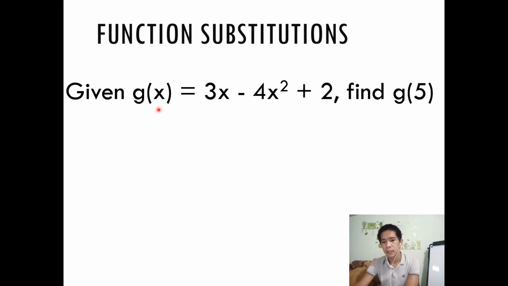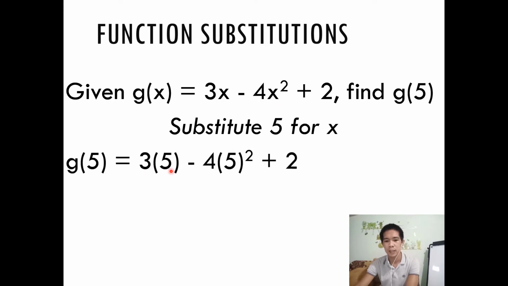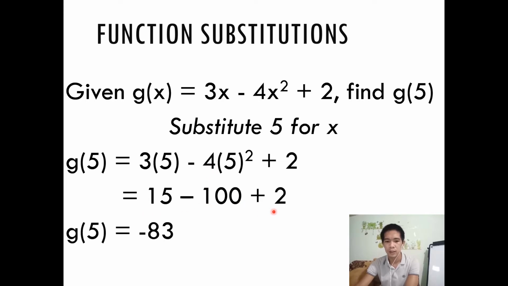Another. So again, given g of x, 3x minus 4x squared plus 2, find g of 5. So 5, substitute to every variable. So g of 5 is 3 times 5 minus 4 times 5 squared plus 2. So mangyayari, so 3 times 5, 15. Paano naging 100? Exponent muna. 5 times 5, 25. Times 4 gives 100. And then simplify. So g of 5 is negative 83.